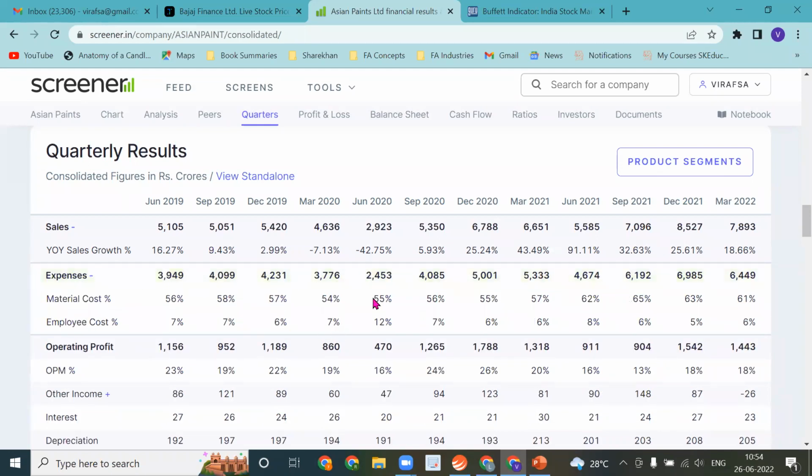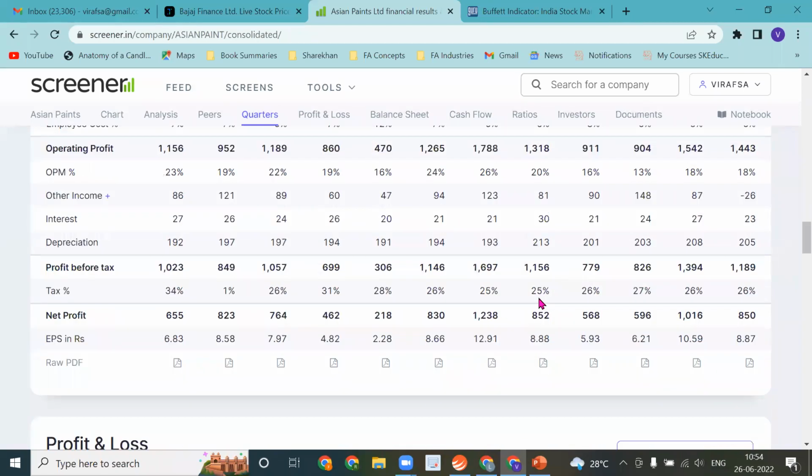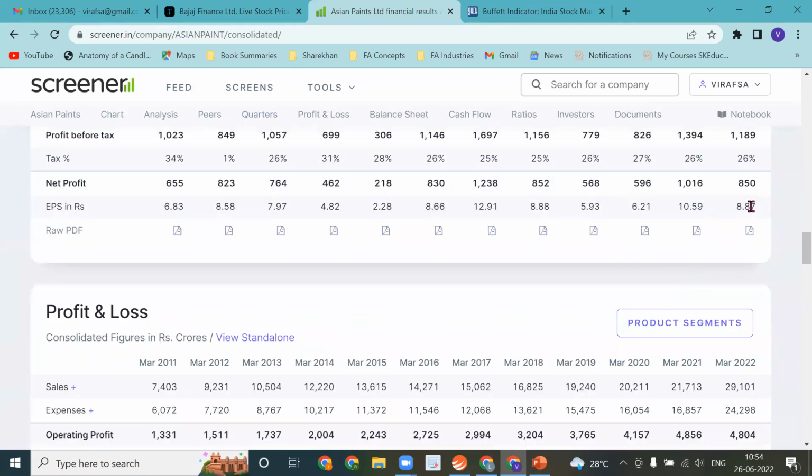Expenses, material costs gone up. Definitely, crude oil is one of the major ingredients. OPM, operating profit margin, relatively good, 18%. September 21 was down. This year is better. But if you see the previous quarters in 20, when the market was doing well and all, it was around 24, 26, 20%. PBT is slightly low. Net profits, EPS has come down.